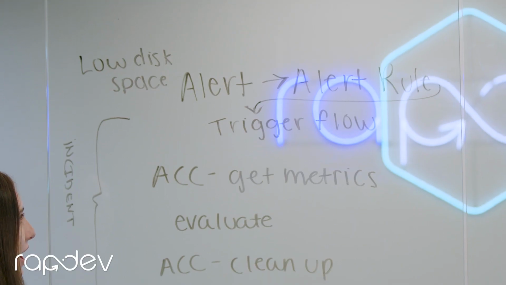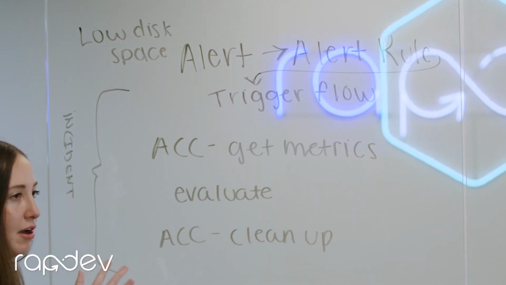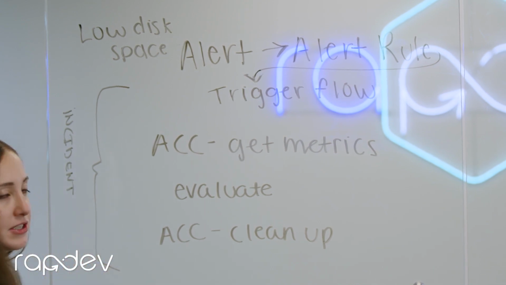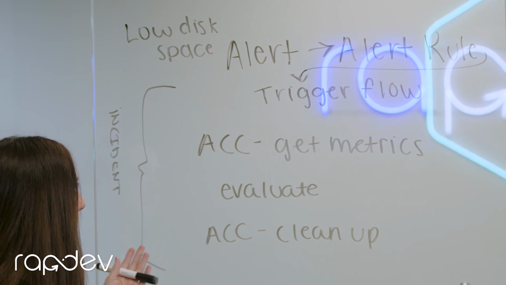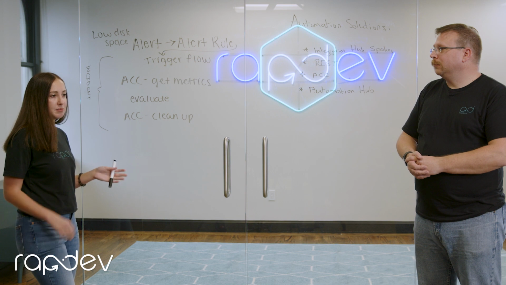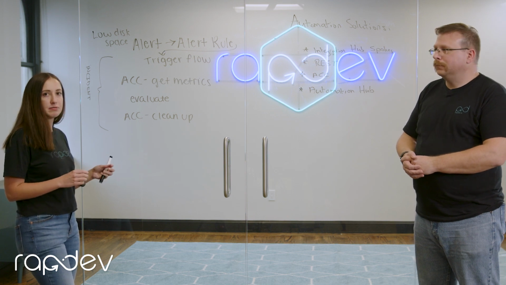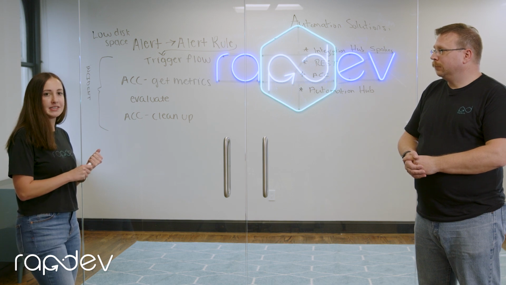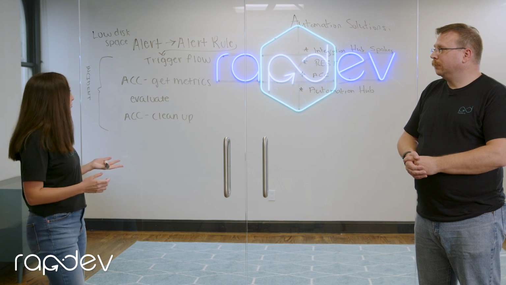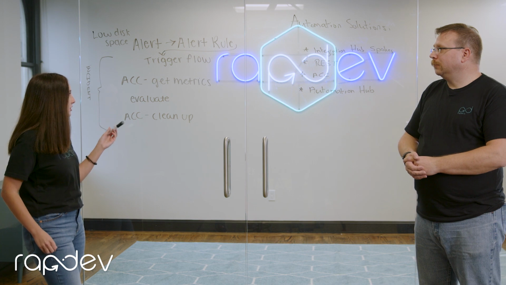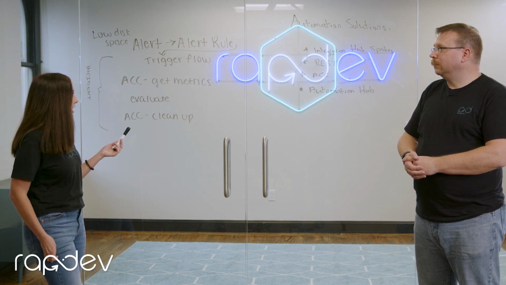What we would have is an alert rule that would be triggered off of certain conditions on that alert. So if those conditions are met, we would then trigger a flow. And what that flow will do is it's going to try to decide, is this something that we can resolve via automation, or is this something that needs to lead to an incident getting assigned to someone for manual remediation. So the first thing that we could do is leverage ACC to actually get the metrics that we need to evaluate.